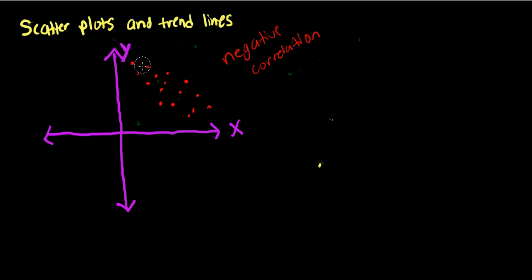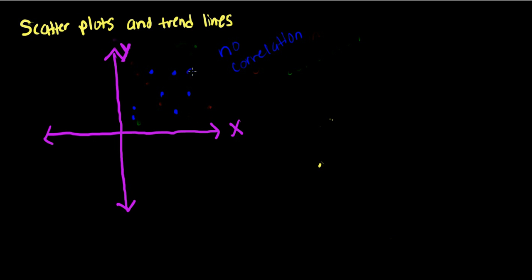Now we're going to look at no correlation, which means there is no relationship between the data sets. You can see through this data that there is no real correlation that we can make based on these because it's just random dots scattered throughout the graph. So this would be no correlation.